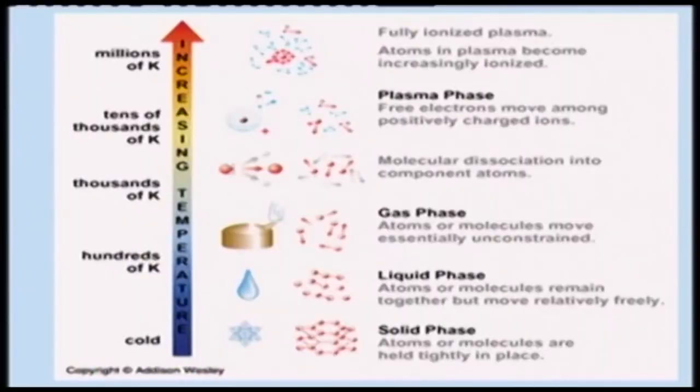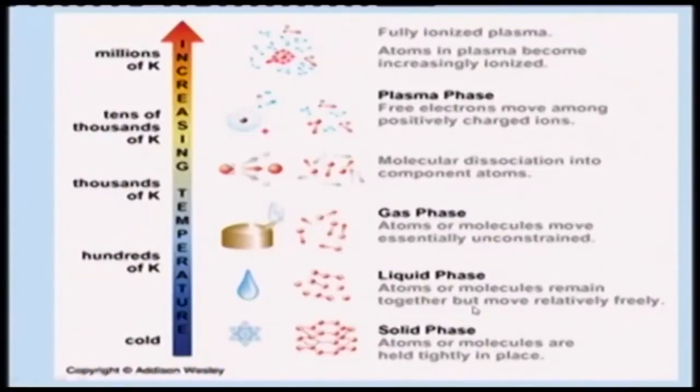So now if you look at these things, at low temperature the solid phase will be there, where atoms and molecules are held tightly in place, togetherness. As temperature increases, molecules will be separated from the place they were occupying in a very secured manner. Of course, molecules will remain together, but move relatively freely, not in a fixed position like a solid.